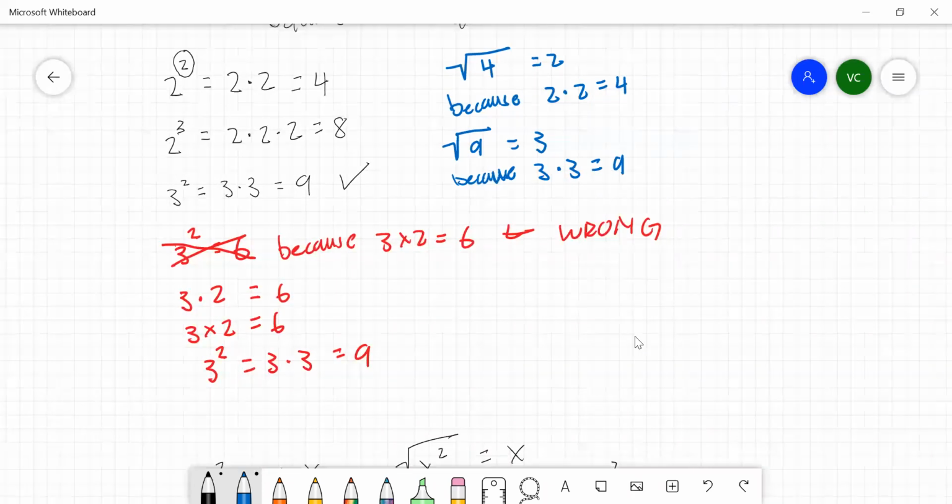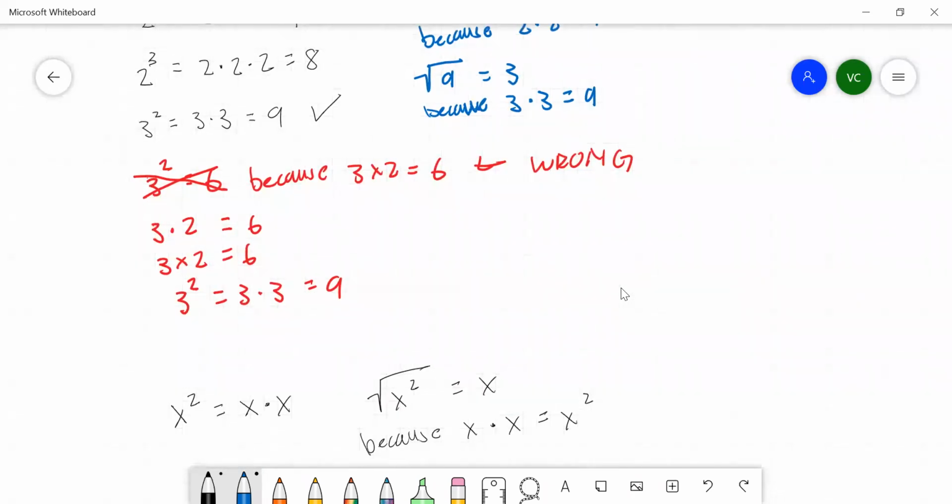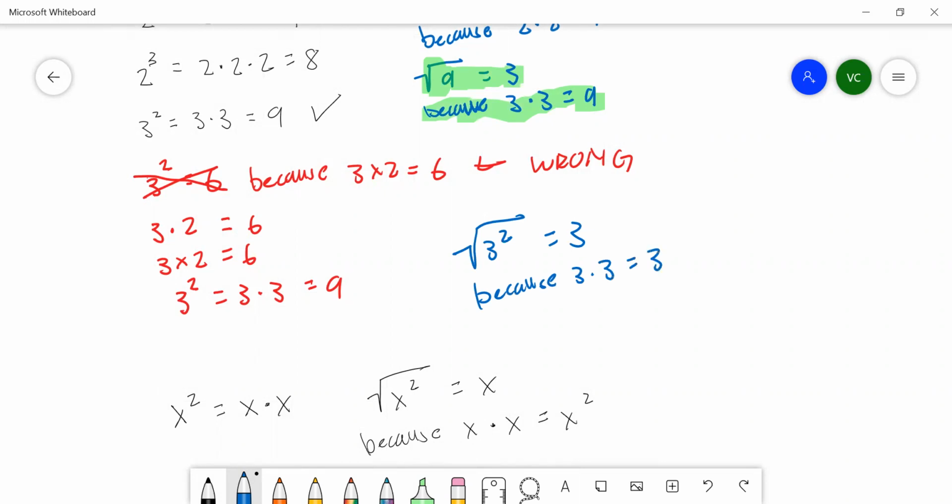So compare that to what we had with the 9. The square root of 9 is equal to 3 because 3 times 3 equals 9. You could also say the square root of 3 squared is equal to 3 because 3 times 3 equals 3 squared.